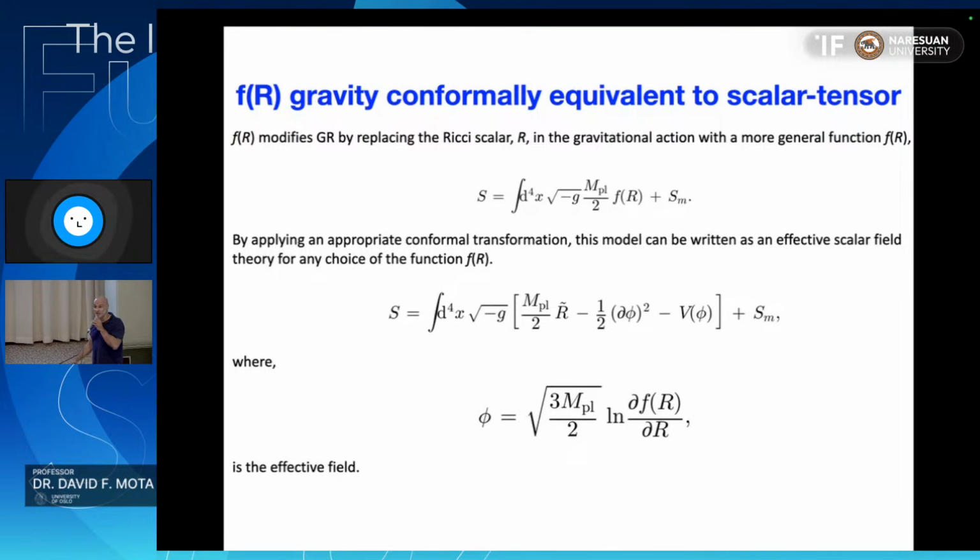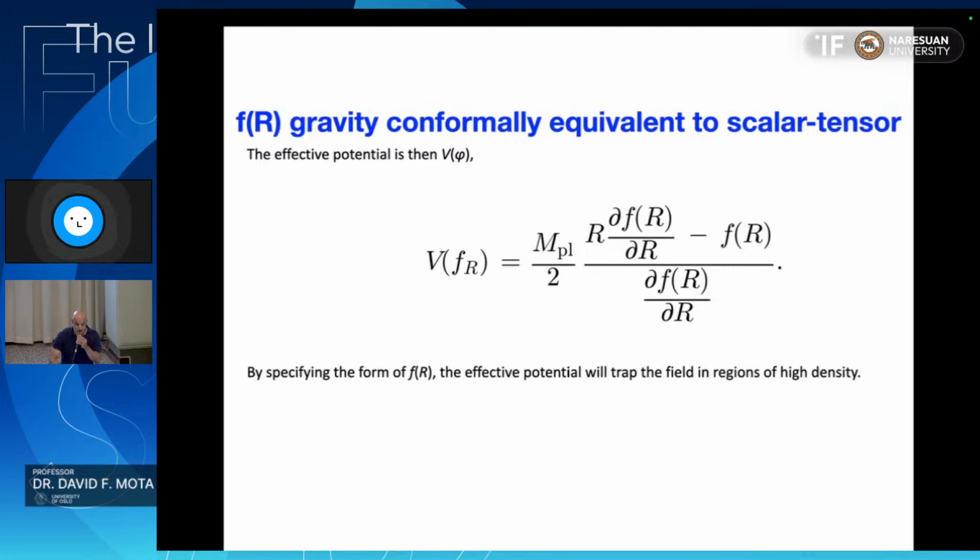Okay? So as you can see, df/dR, that's going to be my scalar degree of freedom. That's why I was telling you before that df/dR, or f of R with the R below, is basically the scalar degree of freedom. It's because by doing this conformal transformation, you can come from the Jordan frame, the Jordan picture, to the Einstein frame, the Einstein picture. Okay? Now this field couples to and modifies the standard model fields.